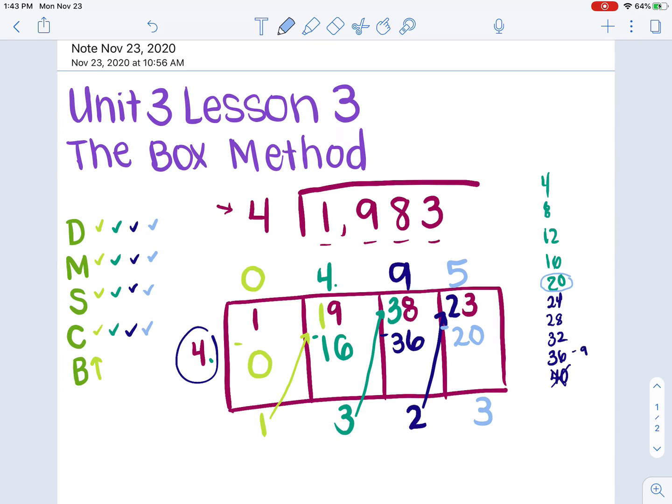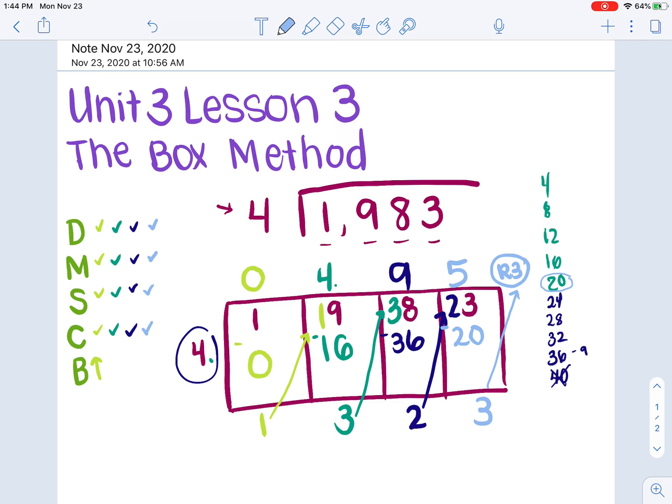Yep. Now I'm going to bring up. Since there's no more numbers, my 3 becomes my remainder. Remainder 3. 1,983 divided by 4 is 495, remainder 3. I hope you were able to follow along with me as I did that box method.